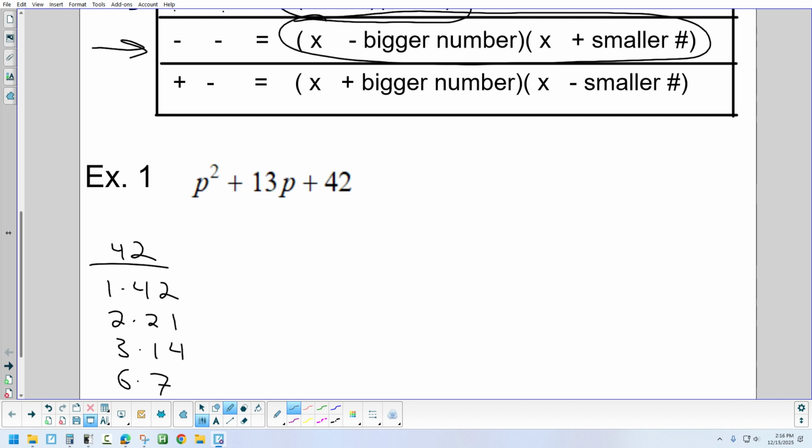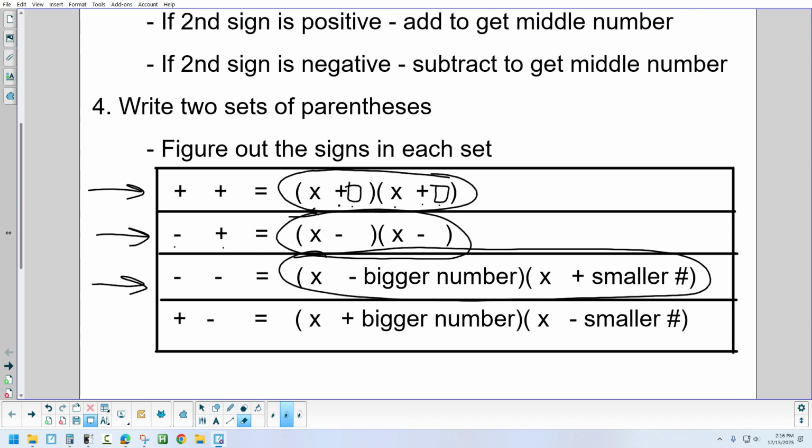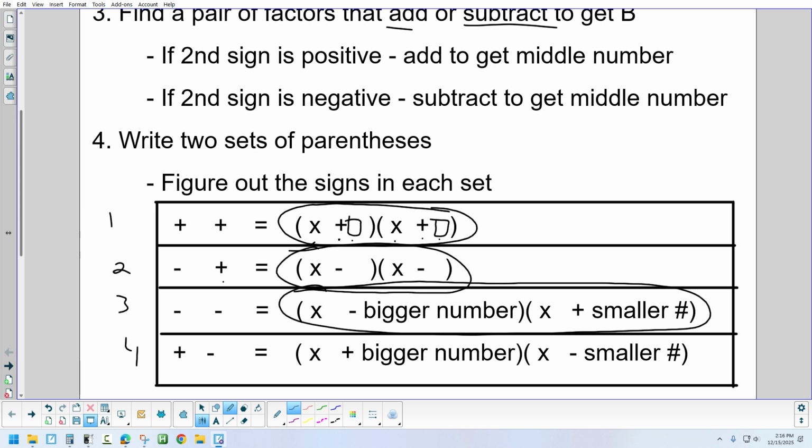What is the first sign that's in my example 1? Is it a plus or a minus? Plus. Yep, and what's my second sign? Plus. So what row in the table are we going to go to here? Row 1, 2, 3, or 4? Yeah, row 1. So it tells us when we rewrite the problem, we're going to have x plus, x plus. So start by putting what they have in that top row.